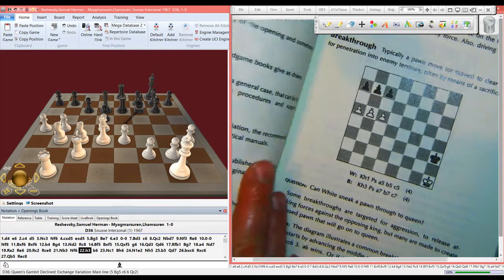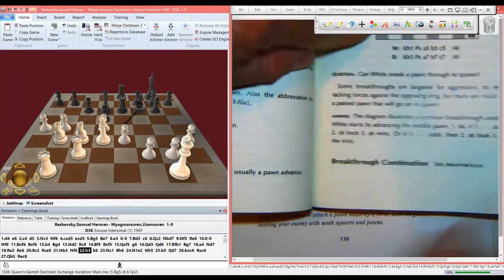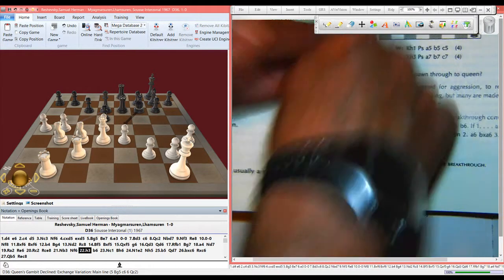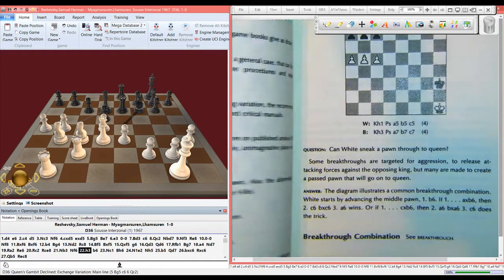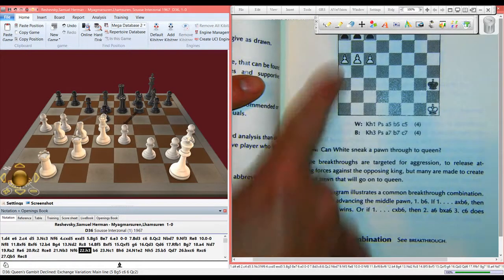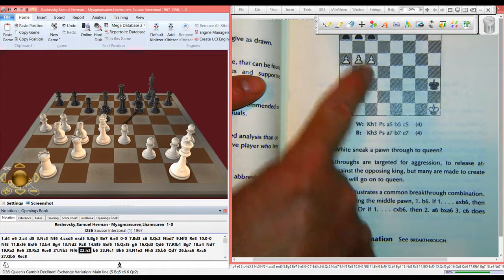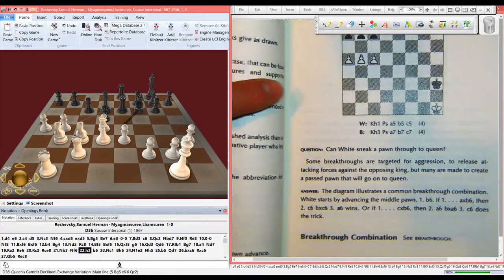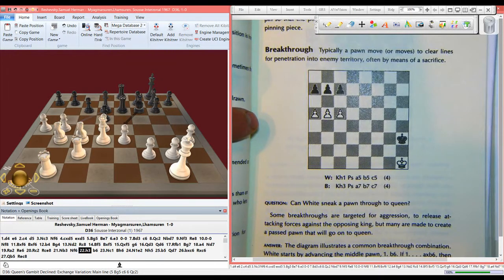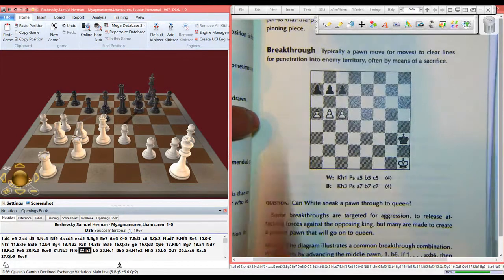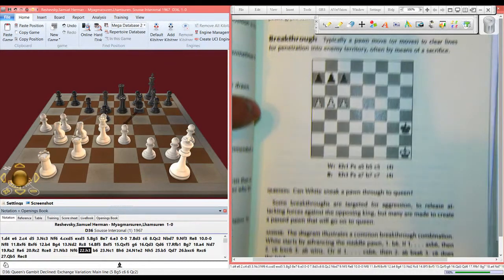We need to find breakthrough. I know we've got a video coming up we're going to do about Aaron Nimzovich, My System. There's breakthrough combinations, see breakthrough. What I just showed you guys, and that's how you can create a passed pawn. Right there where it says breakthrough.